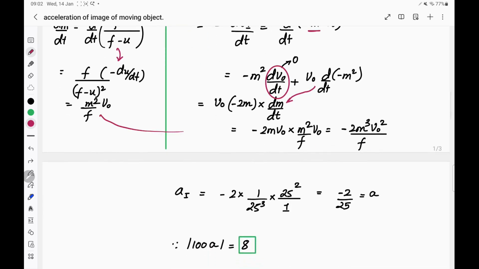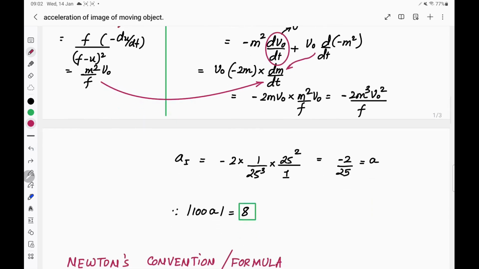So right now I can put the value of dm by dt here, and minus 2m v naught into m square by f into v naught. This gives minus 2 m cube v naught square divided by f. So now if I plug in the values of magnification as 1 by 25 and velocity of object as 25, I will get the value of a as minus 2 by 25. They are simply asking magnitude of 100a. So on multiplying this by 100, we get 8. And that's your answer.